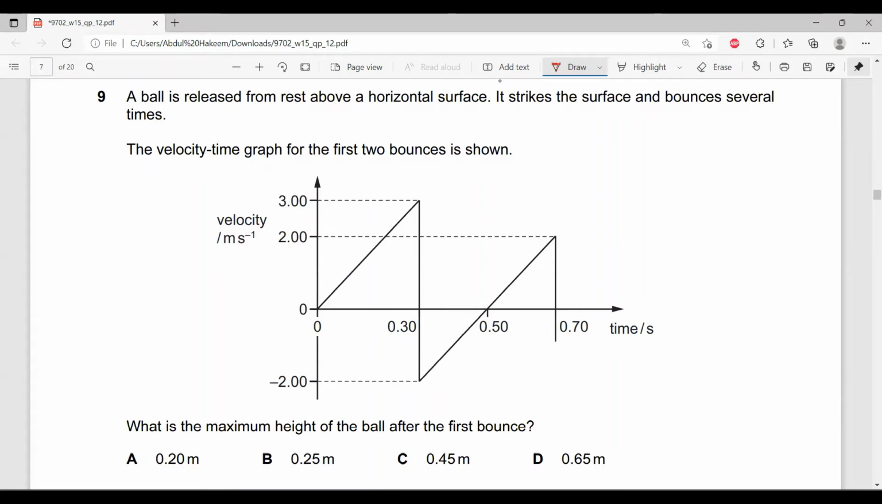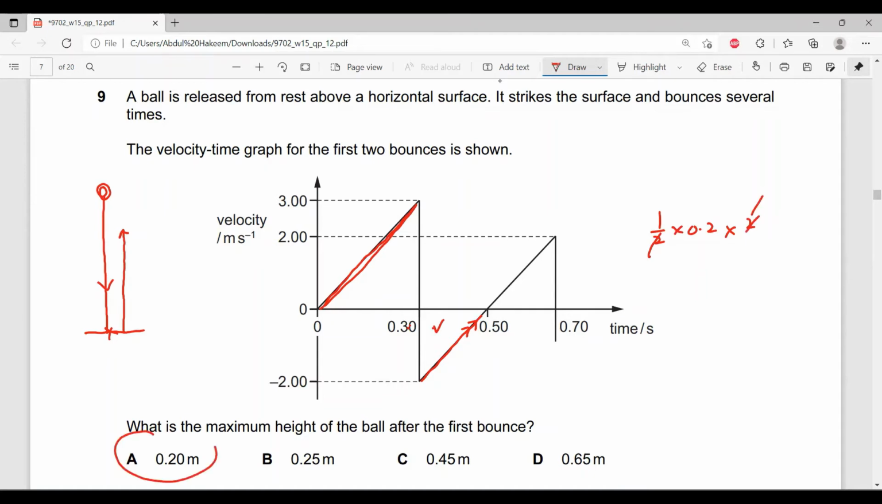So look, initially it is dropped from rest. So this is downward motion. It is represented by this. It strikes the surface, it bounces up. And this line is representing the upward journey after the first bounce. So we have to calculate the area of this. This area, 1 by 2, base 0.3 to 0.5, it is 0.2, multiplied by its height, which is 2. So 2 ones are 0.2. Look, the answer is it.